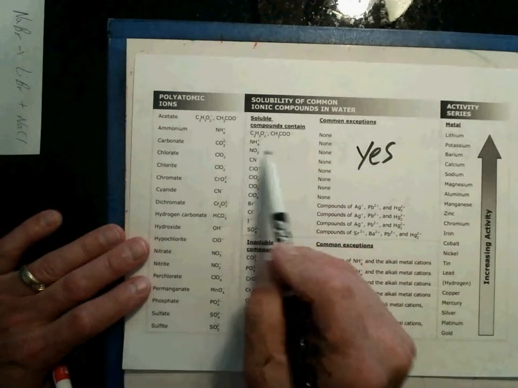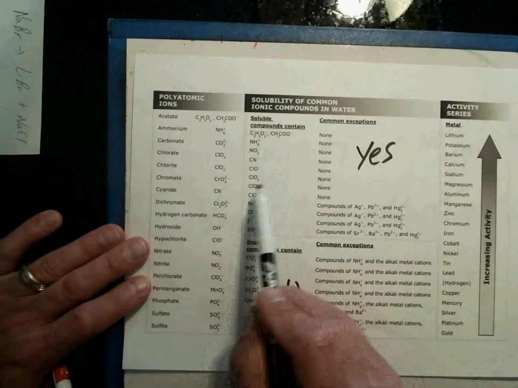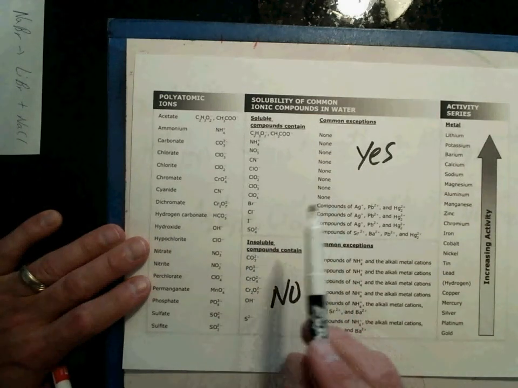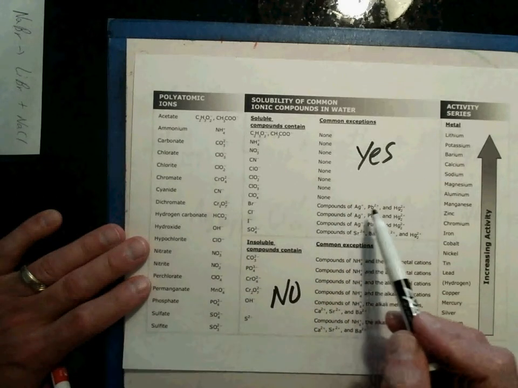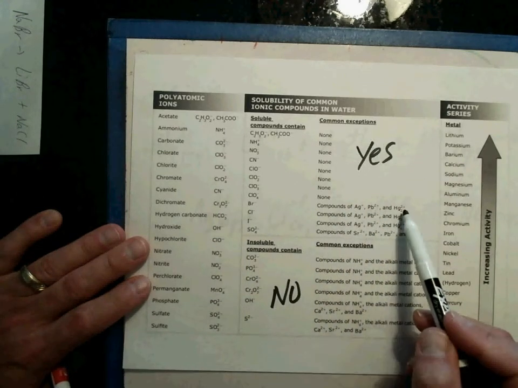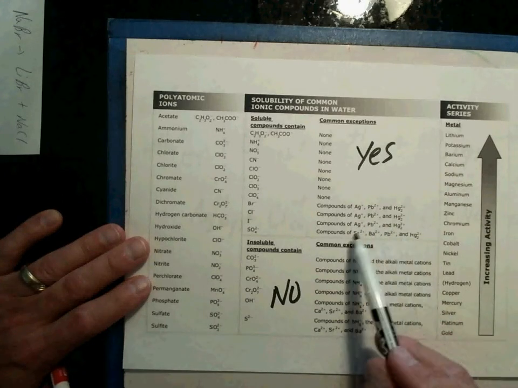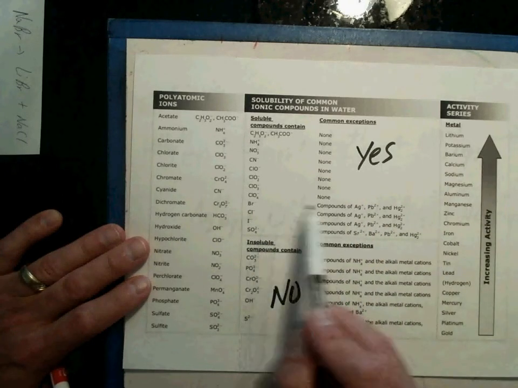So ammonium and nitrate and cyanide and hypochlorite, perchlorate and all that all dissolve in water. All bromides dissolve into water except for the heavy metal bromides: silver bromide, lead bromide, and mercury bromide. Those are 3 heavy metals. You'll notice those are sort of the exceptions for all of them. If you have heavy metal bromides, they do not dissolve in water.